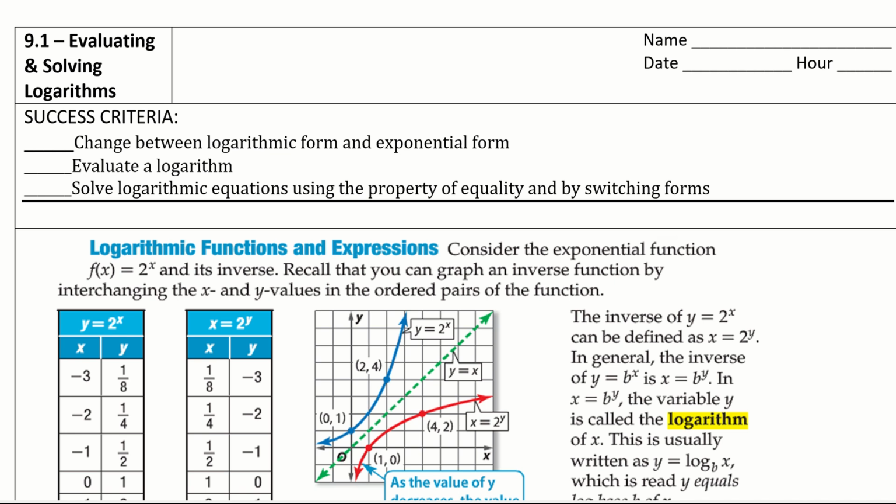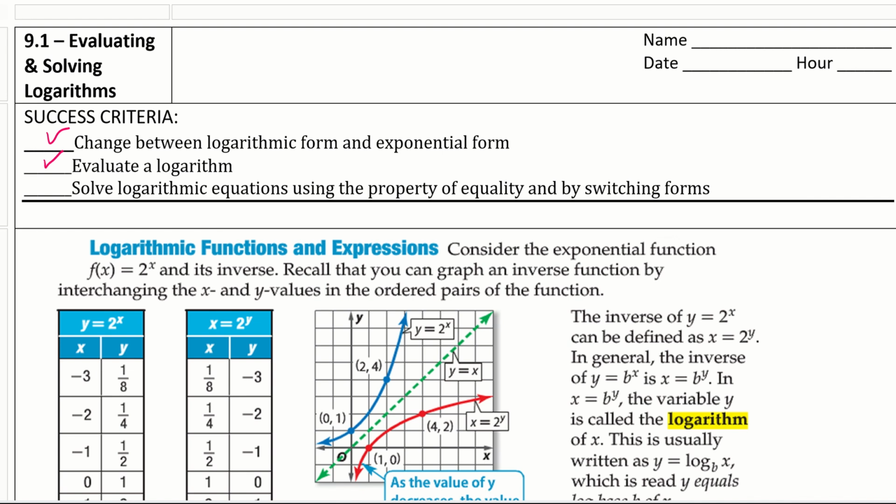Logarithms. I will tell you that this sounds very difficult and scary, and it really is not that bad. If you look at the success criteria, it says change between logarithmic form and exponential form. This is one we're going to do today. We're not going to do all the notes today. We are going to focus on this one, and we're also going to focus on evaluating logarithms. We are going to save solving logarithmic equations for a second day. So we're going to go a little slow to make sure it all sinks in and we understand it.